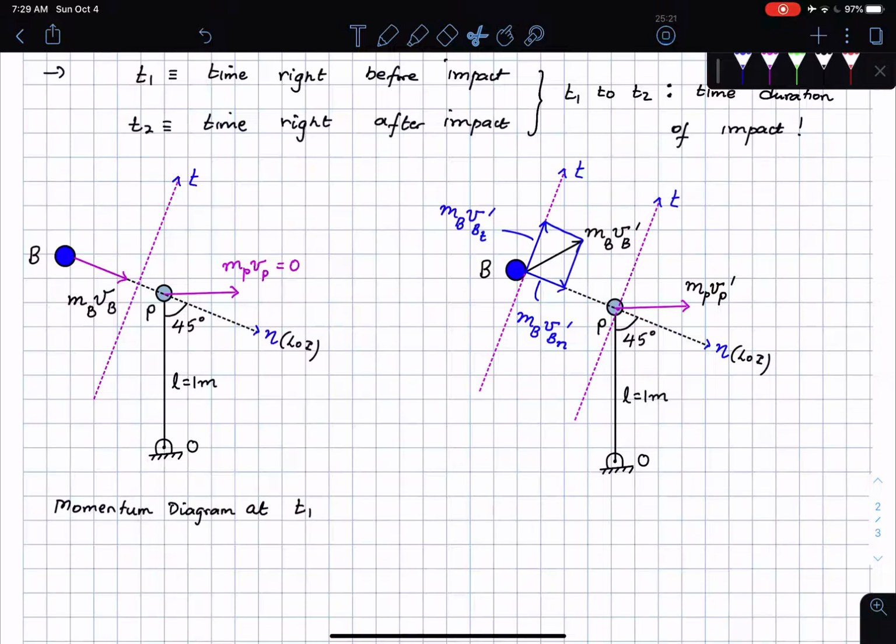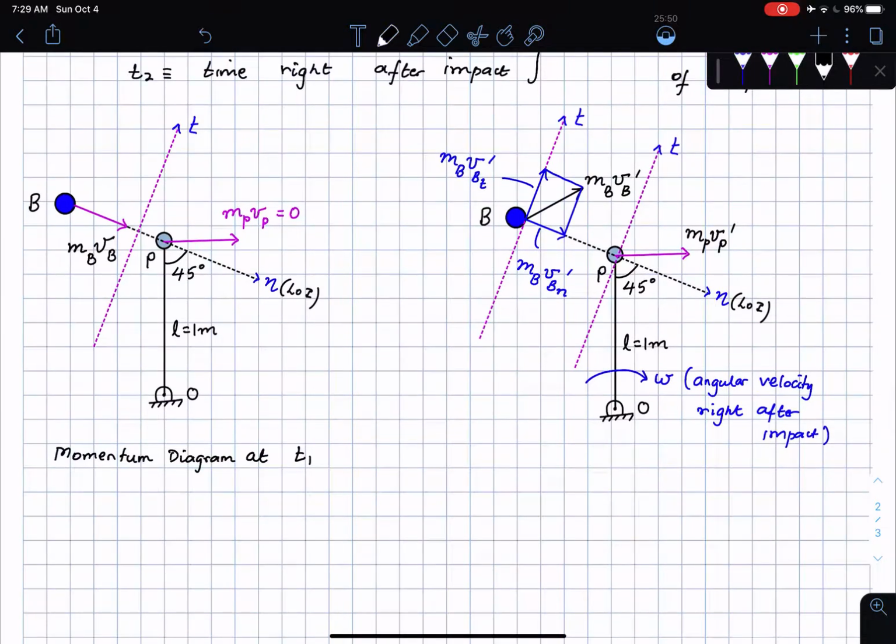Obviously, if you look at the pendulum, it's going to start swinging. The bob is going to start having a velocity. So for the pendulum, I'm going to assume the angular velocity is this way. So this is omega, the angular velocity right after impact. And so this is the momentum diagram at T2.